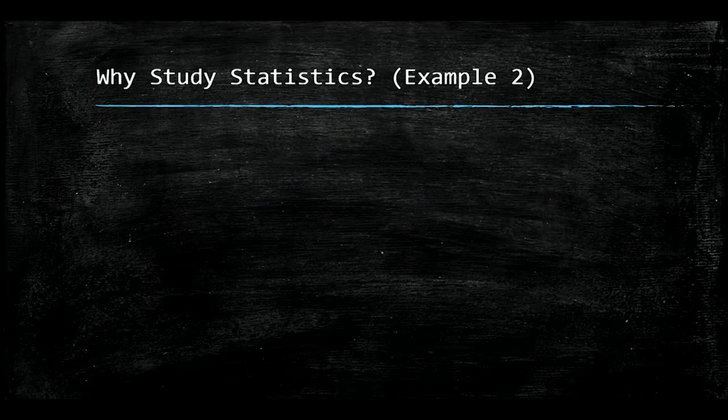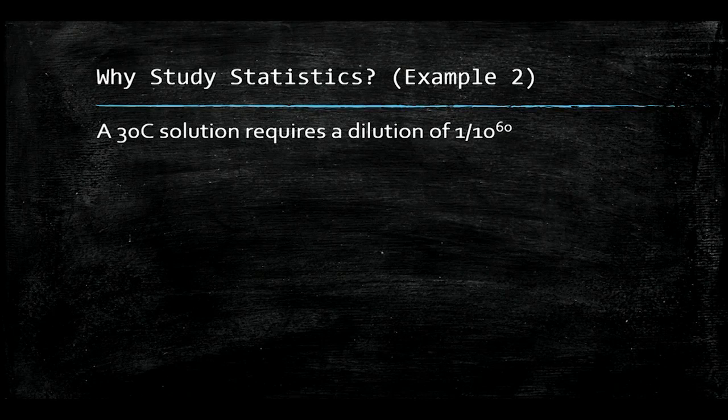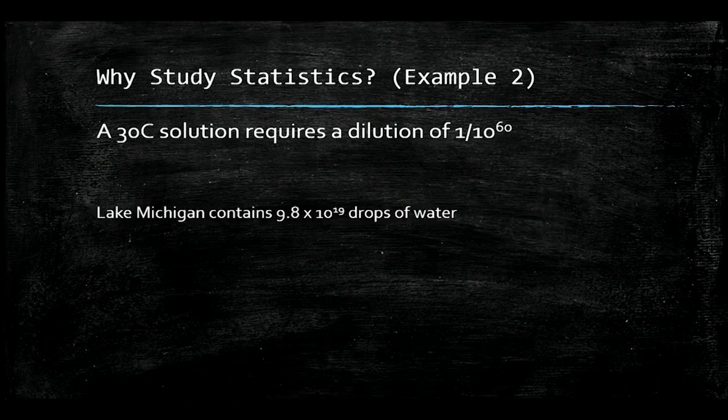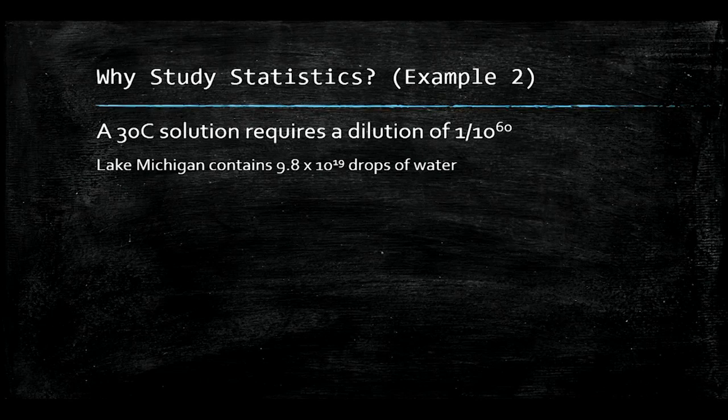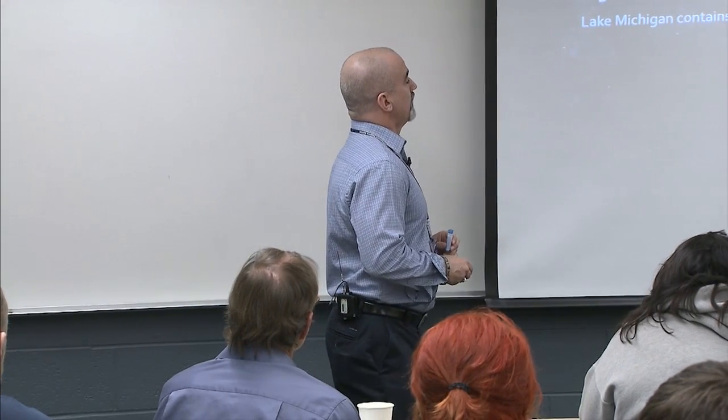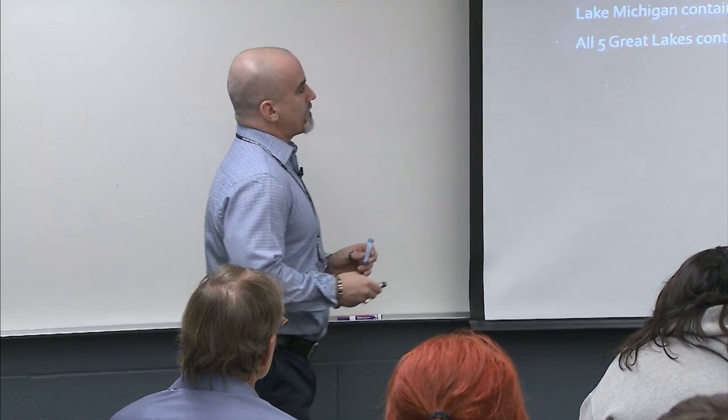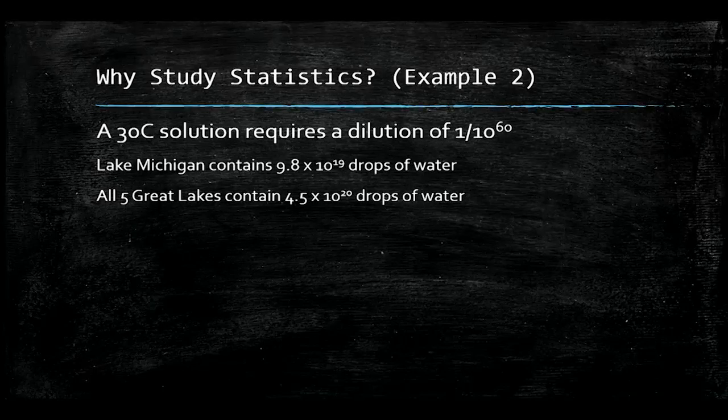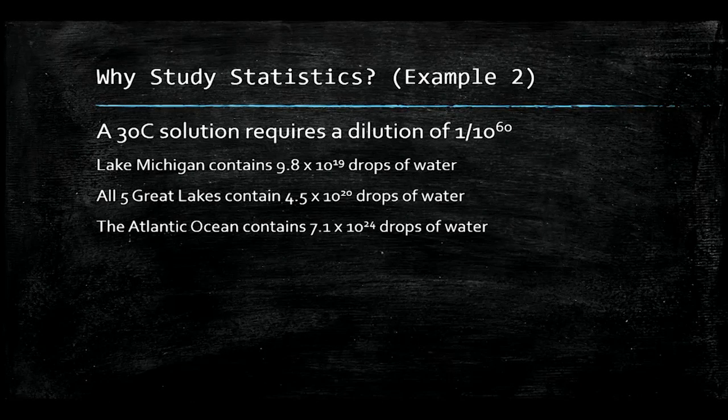If you have a lot of time on your hands over the weekends and you love doing unit analysis, you could say, hey, I wonder how many drops of water are in Lake Michigan. I hate to reveal this part of my life, but I did have enough time. I found that in Lake Michigan there are 9.8 times 10 to the 19 drops of water, which is far too concentrated. I need 10 to the 60th. So I thought, what about all the Great Lakes? Well, 10 to the 20th, still way too concentrated. Luckily I had a lot of time that weekend. I said, what about the Atlantic Ocean? 10 to the 24 drops of water in the Atlantic Ocean, which is way too concentrated.